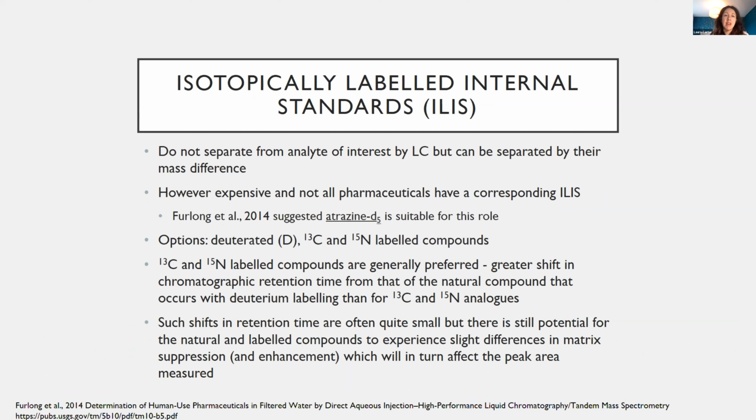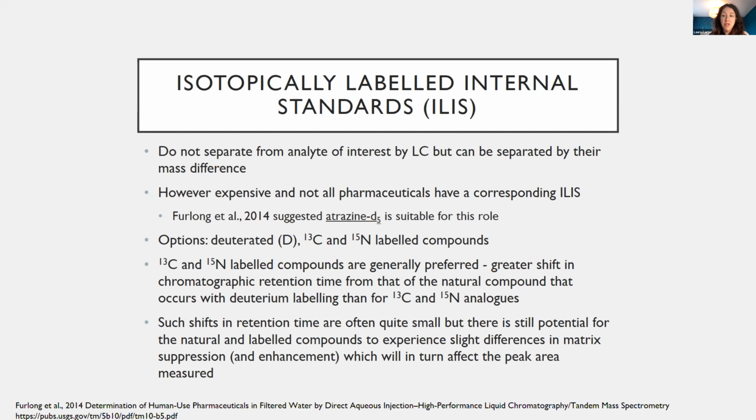However, isotopically labeled standards are expensive, and not all analytes of interest have a corresponding labeled standard. So in this case, a number of reports have suggested using a corresponding isotopically labeled internal standard, such as atrazine. The options are typically deuterated, carbon-13 or nitrogen-15 labeled compounds. And I just wanted to point out here, when I spoke to Jan recently, he was asking about which isotopically labeled internal standards to use.